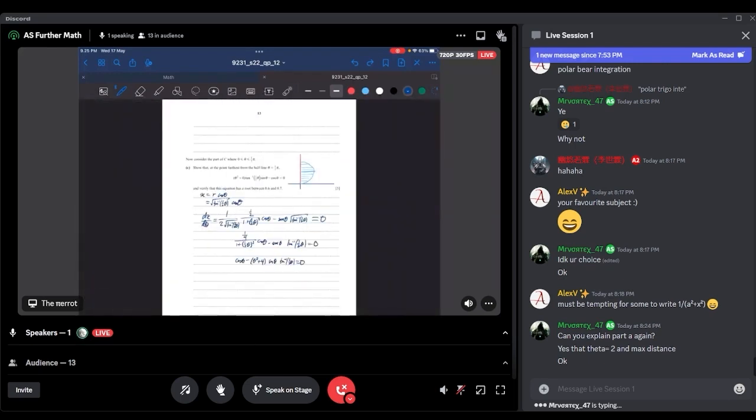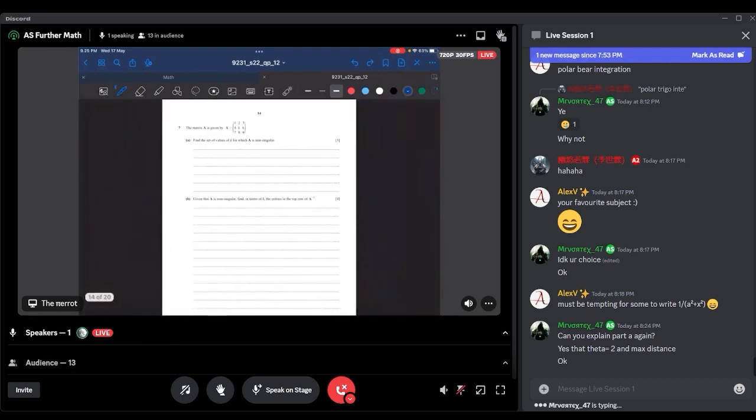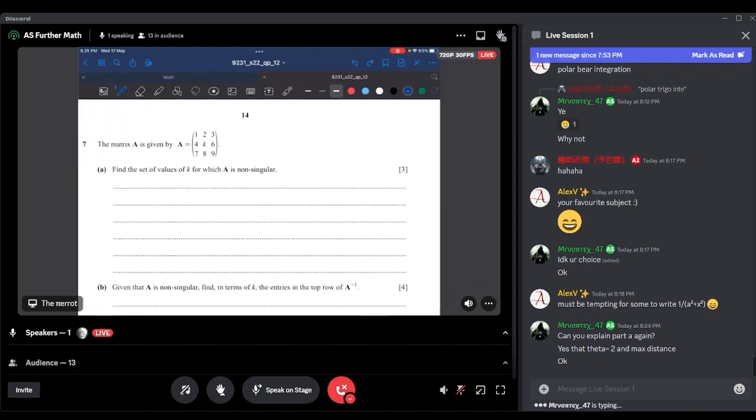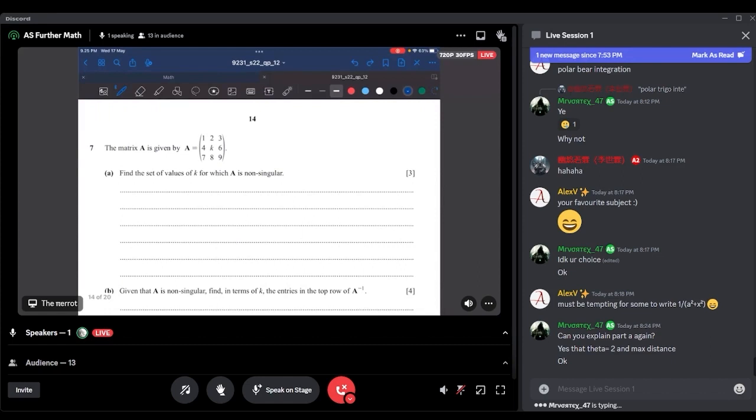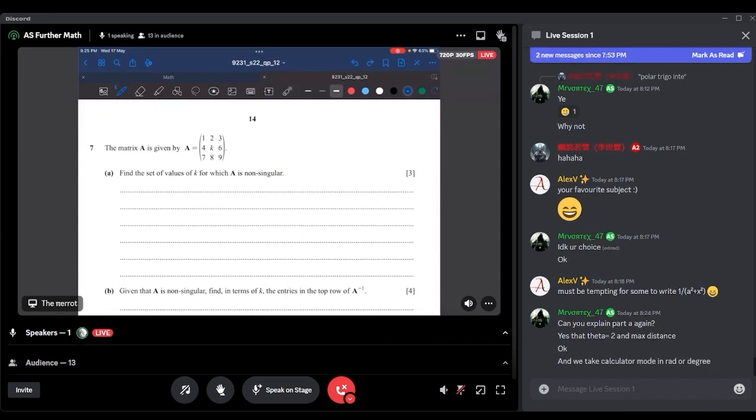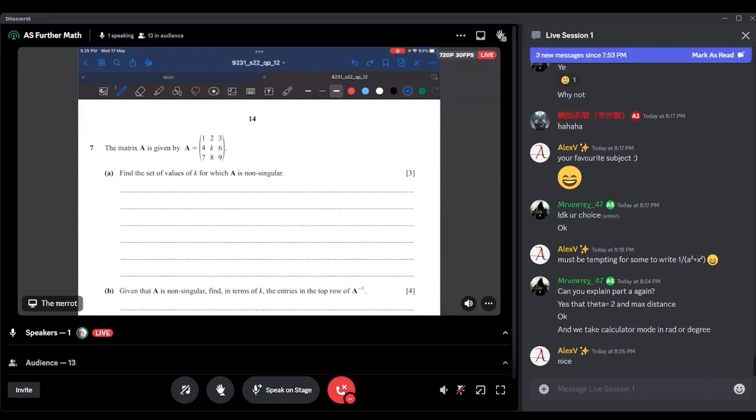Right, last question. The funny matrix question. We take calculus mode, and use radians rather than degrees. Polar equation is always radians, no matter what. Do not use degrees in polar. Okay, good.